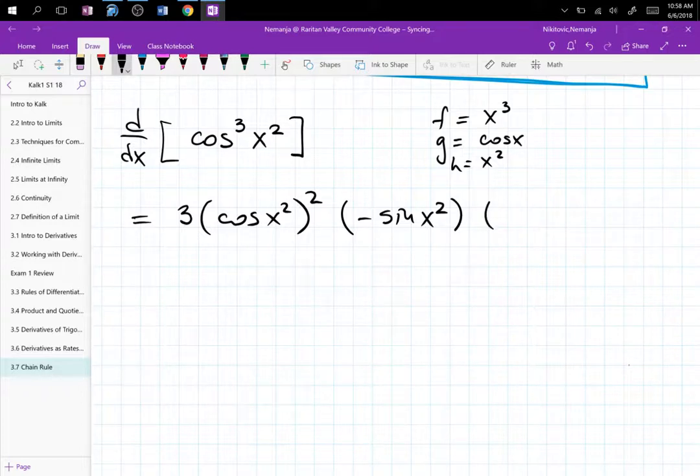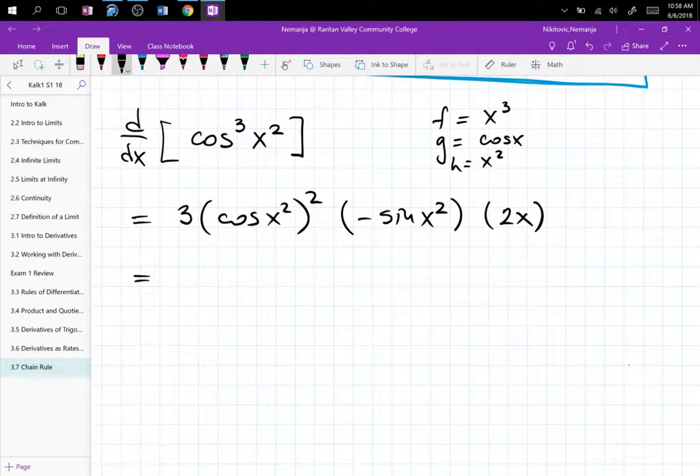And finally, derivative of x squared is 2x. Now, time for me to check this, right? I have 1, 2, 3 functions. I have 1, 2, 3 in my derivative. We are all good. Now I just need to make this beautiful, and we are done.